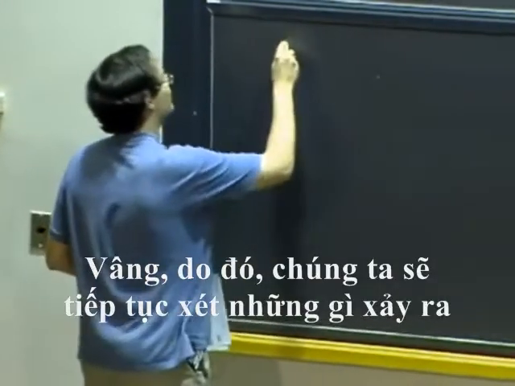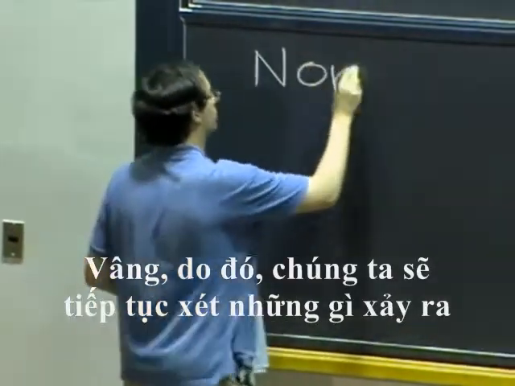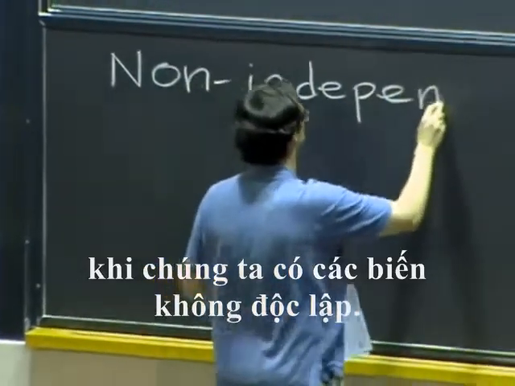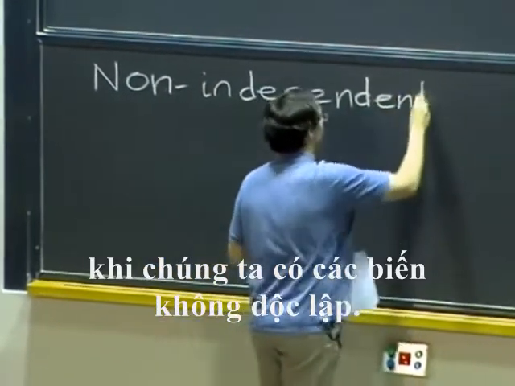Okay, so we are going to continue looking at what happens when we have non-independent variables.